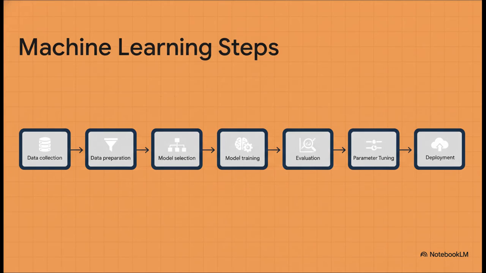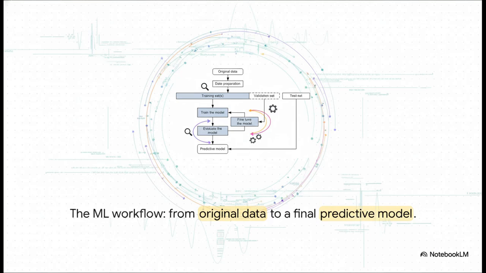You start by getting and cleaning up your data, which luckily for you has already been done in this lab. Then you pick a model, you train it, and then, and this is so important, you evaluate how well it's performing. Based on that evaluation, you go back and tune it to make it even better before you finally put it out into the world to do its job. This flowchart just lays it all out perfectly. You can really see that cycle happening. We train the model, we evaluate it, and then we fine-tune it.